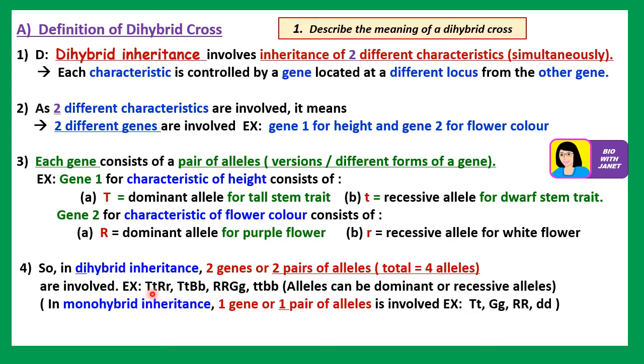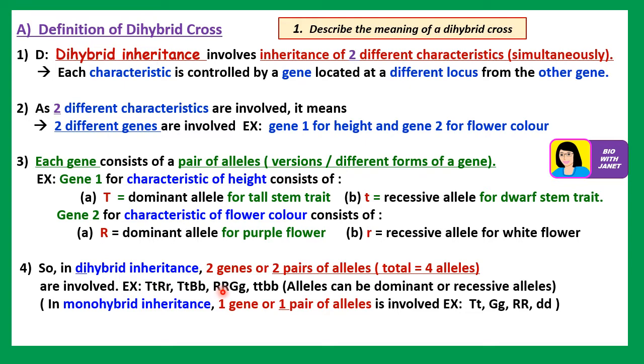For example, big T, small t is one pair of alleles, and big R, small r is another pair of alleles found on another type of chromosome from the first one, where big T, small t is located. Okay. Then in this genotype here, okay, going back to the first genotype, this genotype shows that the organism is heterozygous for two characteristics, okay, having one dominant and one recessive allele for two characteristics.